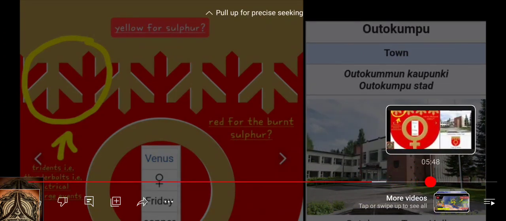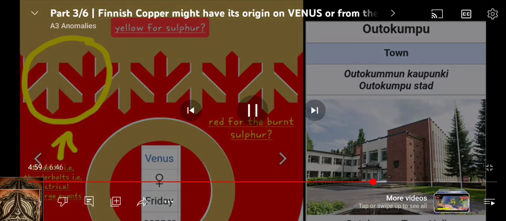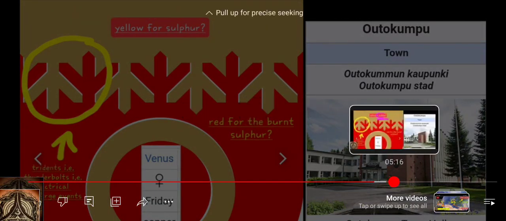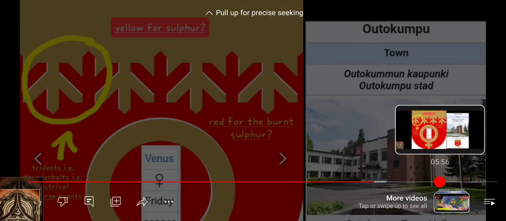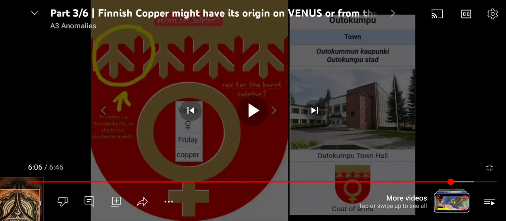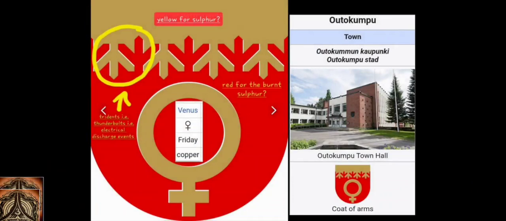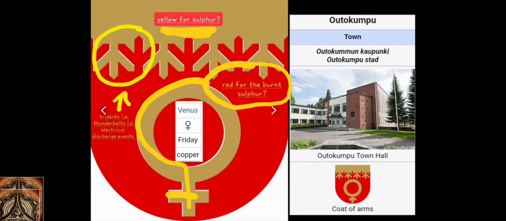I think I had the same problem some time ago. Kind of thunderbolts and all kinds of things. Now here we can see it. So maybe this coat of arms design, the yellow stands for the sulfur, and the red for the sulfur after it's burned, because it turns red. It burns with a blue flame. And that's the sign for copper, and it's a sign for Venus as well.